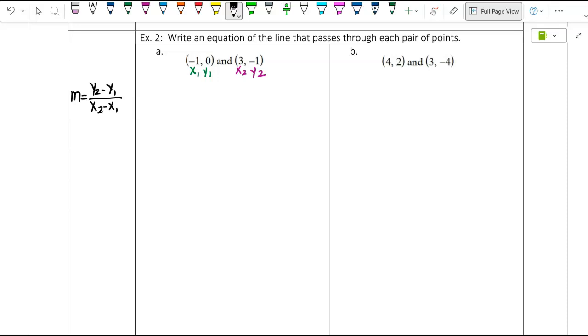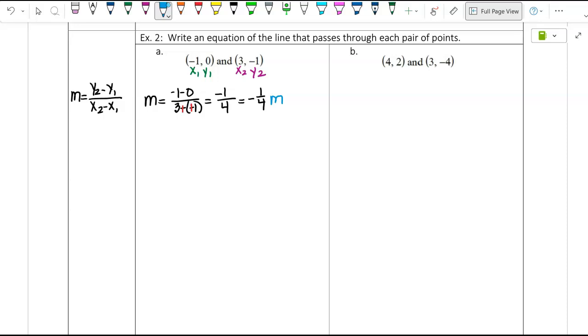So I'm going to start by finding that slope. So here we have m equals -1 minus 0 divided by 3 minus -1. I do have a double negative in the denominator, so that's going to go positive. -1 minus 0 is -1. 3 plus 1 is 4. So my slope is -1/4. So there is my m. I now know my slope.